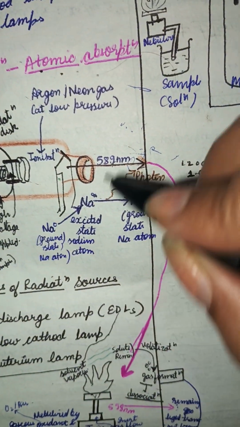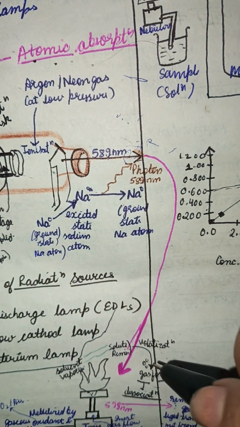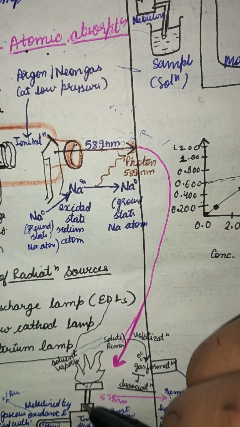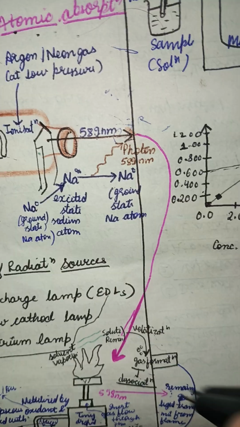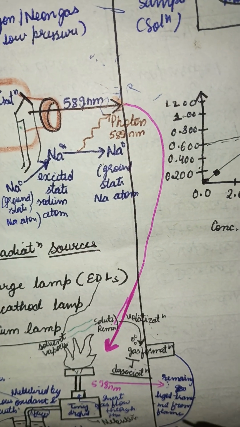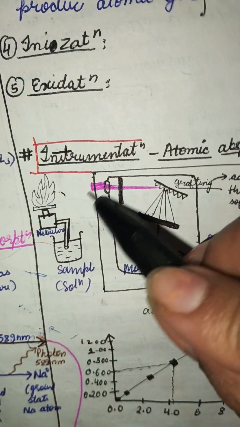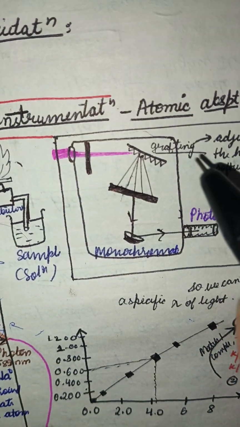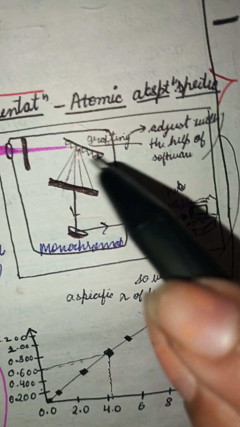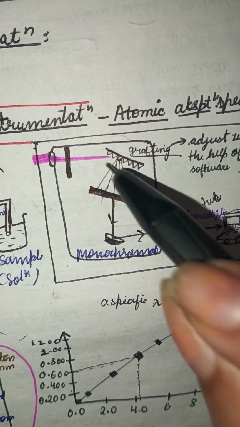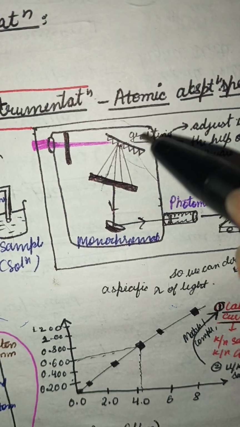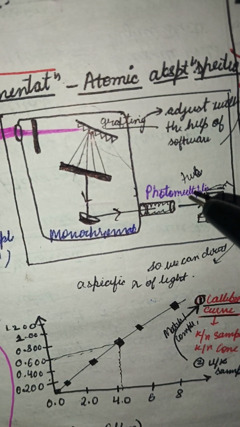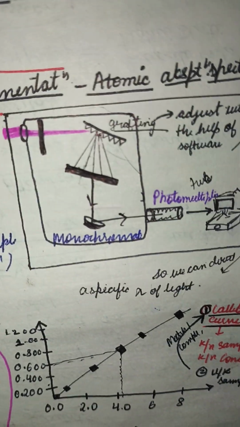The 589 nanometer light will pass through the flame, and all the reactions will occur there, because the sample contains sodium ions, right? Now the remaining light will be transmitted from the flame and will pass to the grating. In this, we adjust with the help of software to get the particular wavelength that is required. So it will pass to the monochromator, then to the photomultiplier, where it gets intensified, and then we detect that wavelength. Now here is the graph.